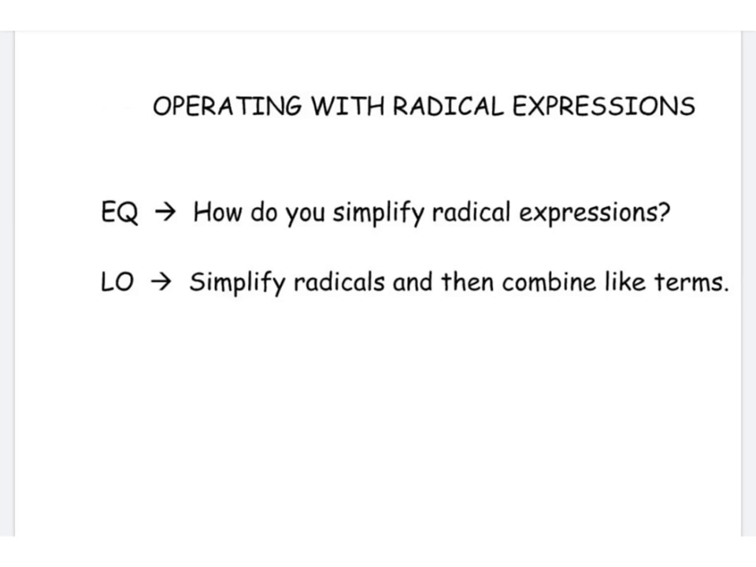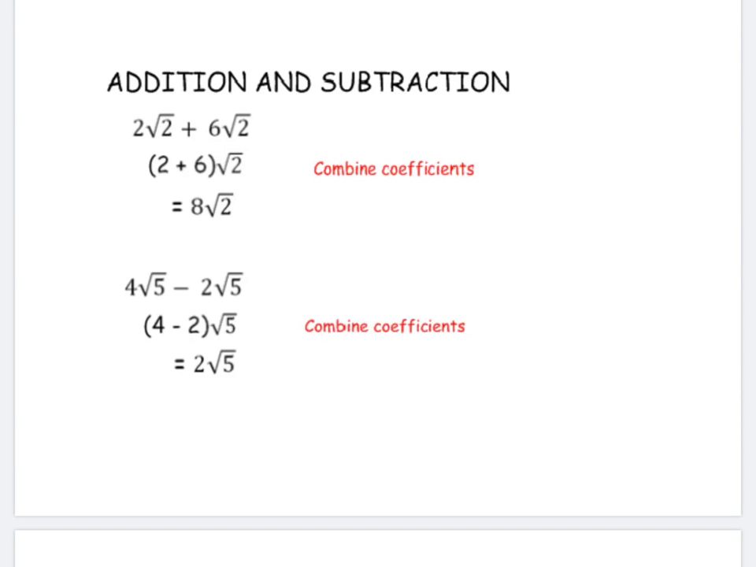Now that you know how to simplify radical expressions, we're going to look at operating with them. The first thing I want to look at is adding and subtracting with them. If you're adding, so if we look at the example, 2 square roots of 2 and 6 square roots of 2, you want to combine your coefficients. So that's the 6 and the 2.